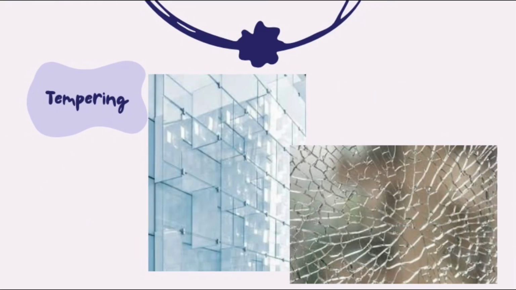Next is tinting. It adds colors or shading onto the surface, reducing glare and controlling heat transmission through the glass. Next is tempering. It is a heat treatment that increases the strength of the glass. When broken, it shatters into small, less dangerous pieces.